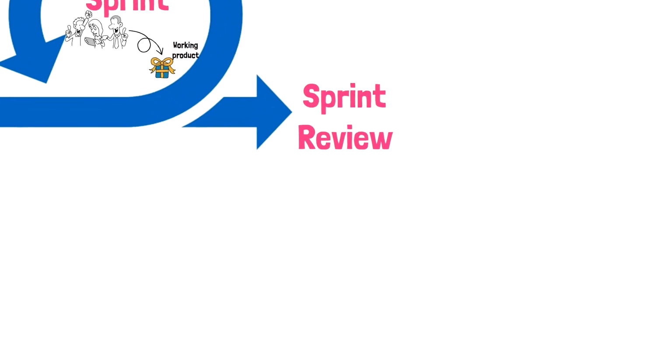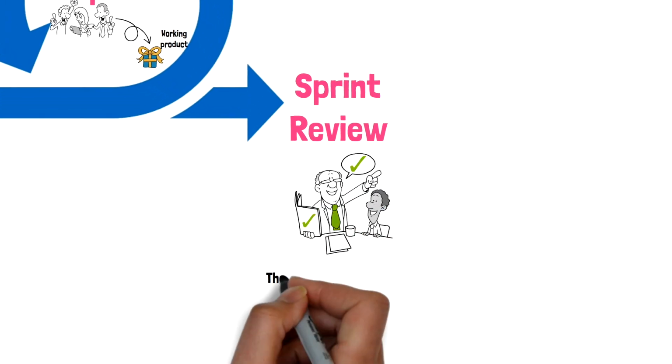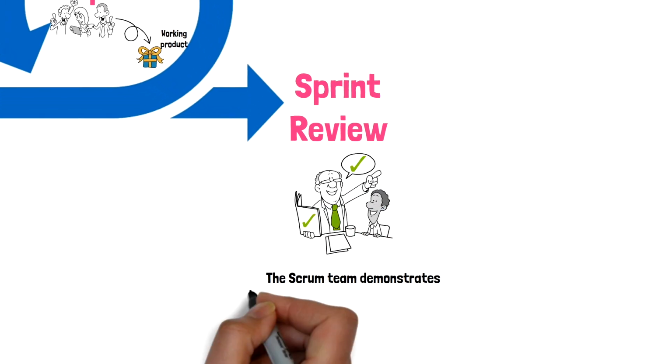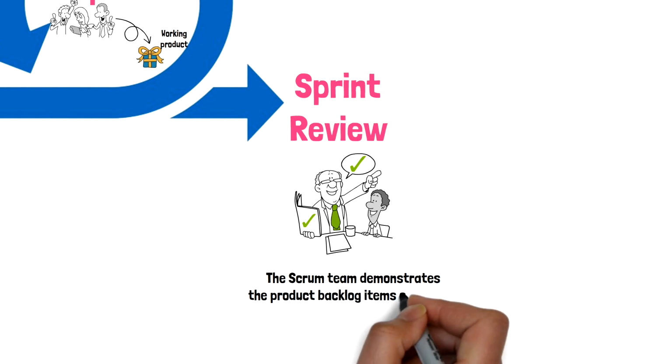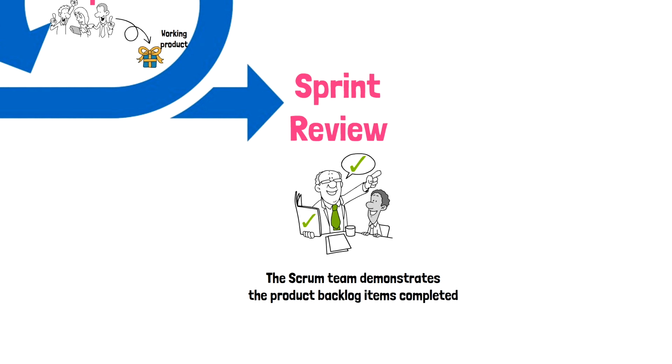Sprint Review. The Sprint Review is held at the end of the sprint. The Scrum team demonstrates the product backlog items that they have completed in the sprint and gathers feedback from stakeholders. The Sprint Review is an opportunity for the team to showcase their work and to get feedback from users and other stakeholders.